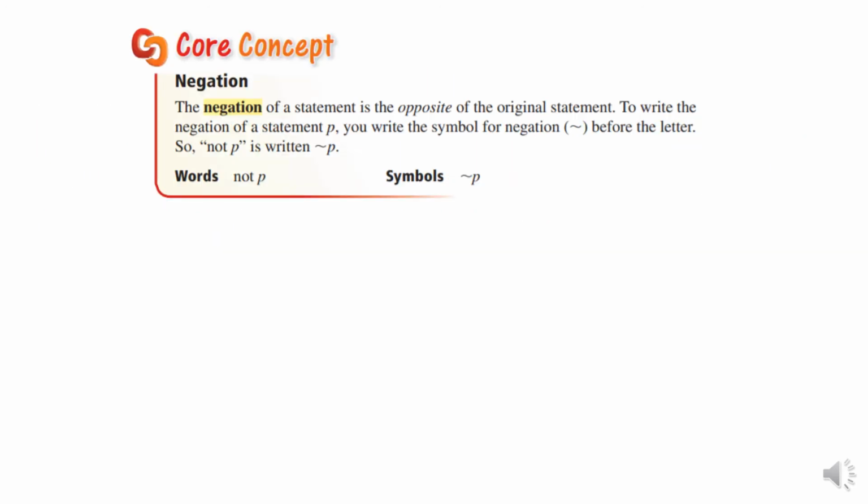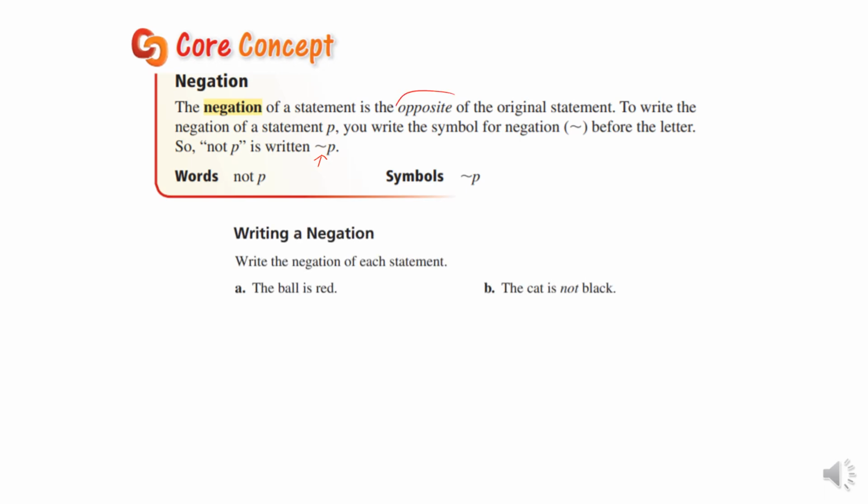Okay, a negation of a statement is the opposite of the original statement. These are pretty basic. To write the negation, you put this symbol here. It looks like the approximate sign, but it means not P. So write a negation of each of these. Remember, the key word is opposite. So the ball is red, the ball is not red. The cat is not black, the cat is black.